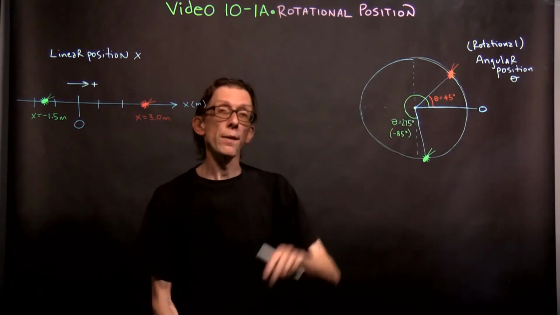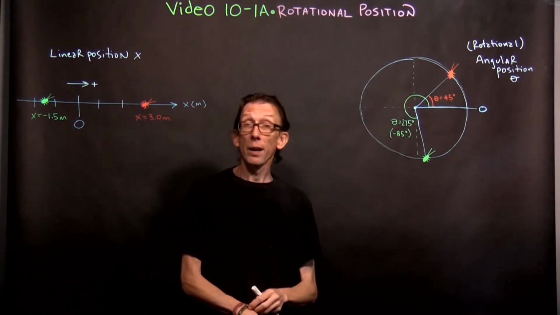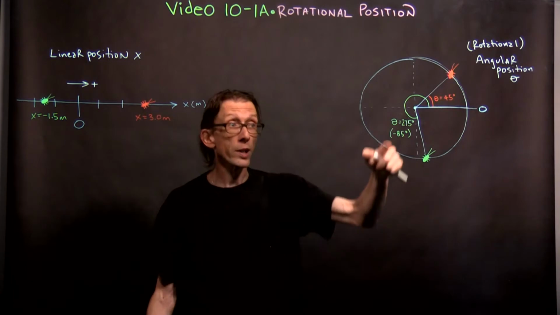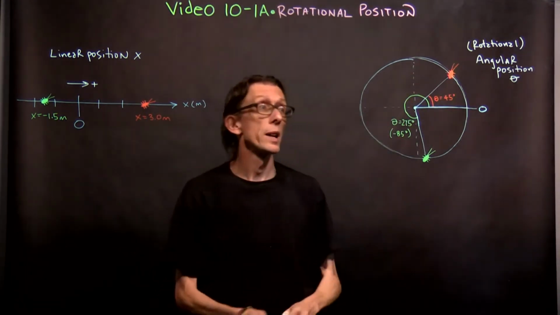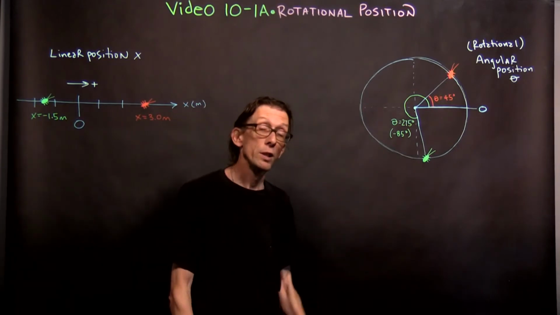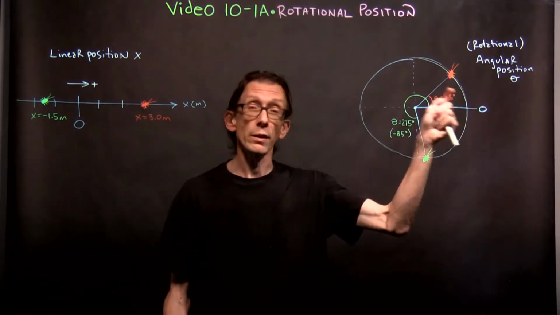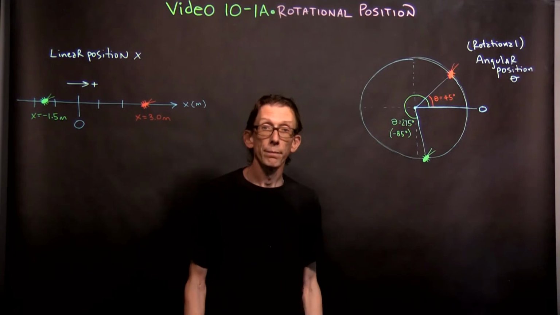The red bug is at 45 degrees. It tells you where around the circle the bug is. Okay, not what its x or y coordinates are. We don't care about that. All we're interested in is how far around the circle the bug is. And right now the bug is at 45 degrees relative to this arbitrarily but conveniently chosen zero over here.